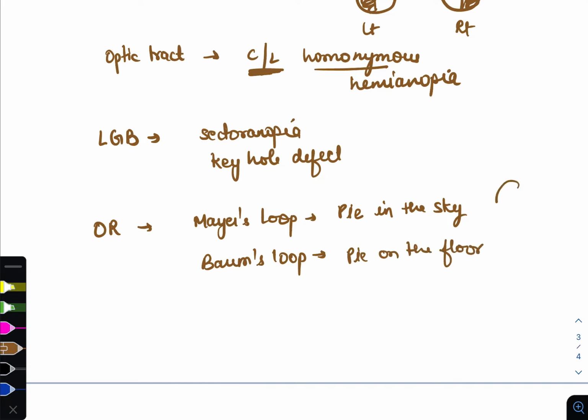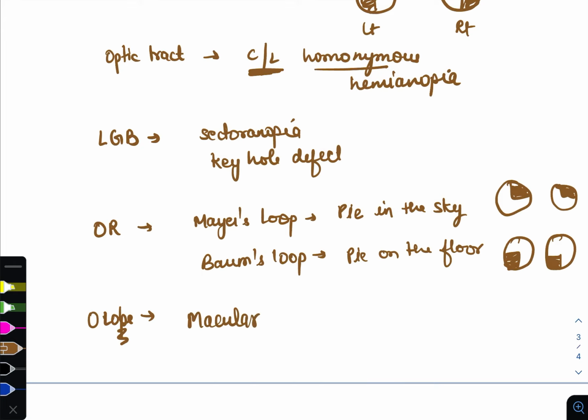How does it look? Pie in the sky like this, and pie on the floor like this. And after the optic radiations we have our occipital lobe, which is known as the visual cortex, and in this macular sparing will be there. We will see macular sparing.